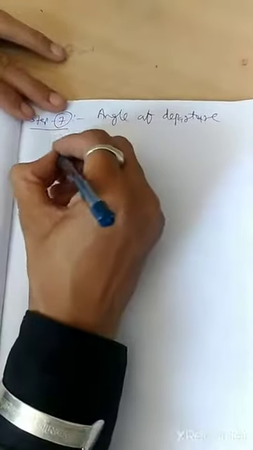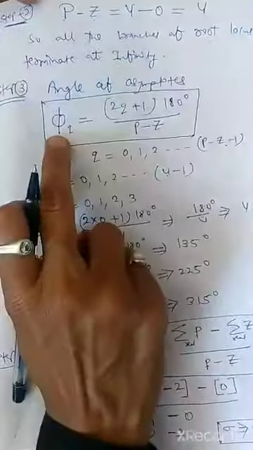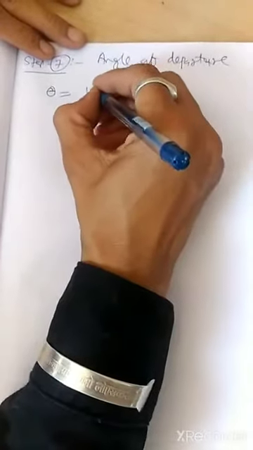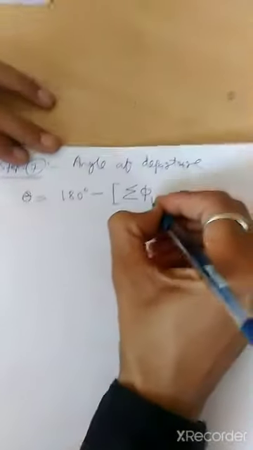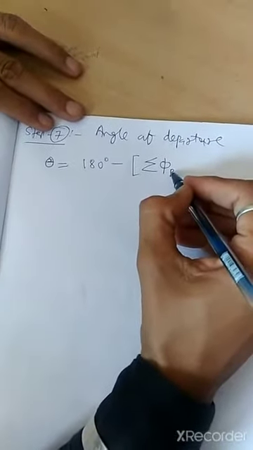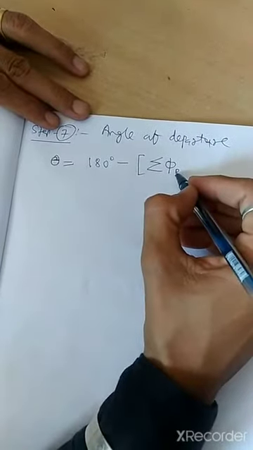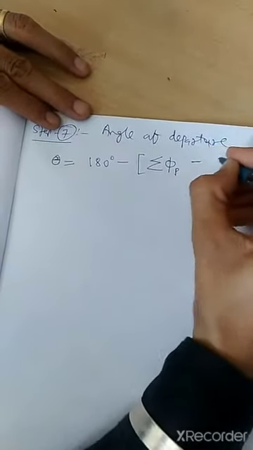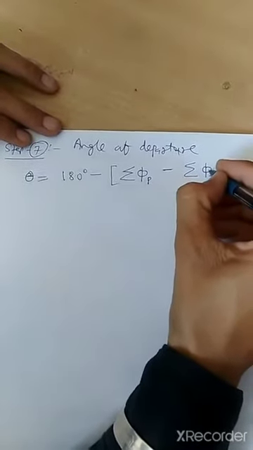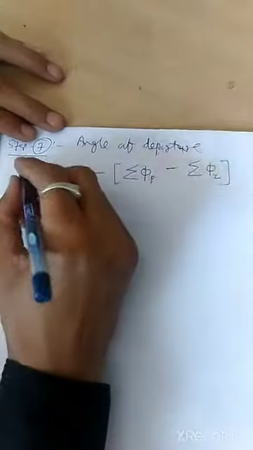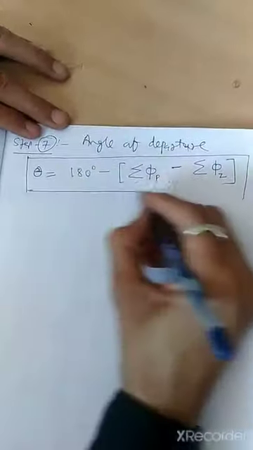First of all, the angle of departure is denoted by theta, and the angle of asymptote is denoted by phi. The formula for the angle of departure is 180 degrees minus the sum of all the angles from the different poles on an imaginary pole, minus the sum of all the angles from the zeros on the imaginary pole. So this is the formula to find out the angle of departure.